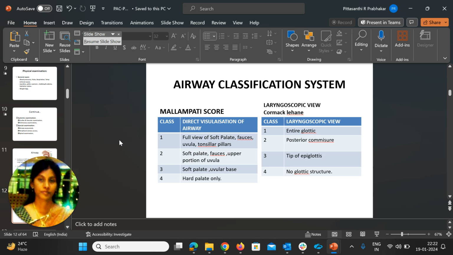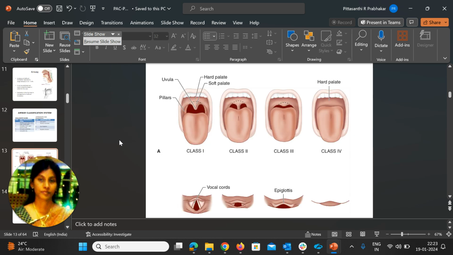In Mallampati grading, it is divided into four grades. In grade 1, full view of soft palate, fauces, uvula, and tonsillar pillars is visible. In grade 2, soft palate, fauces, and upper portion of uvula are visible. In grade 3, soft palate and uvular base, and in grade 4, only hard palate is visible. Coming to the Cormack-Lehane grading, in grade 1, the entire glottis is visible. In grade 2, only the posterior commissure. Grade 3, tip of the epiglottis, and in grade 4, no glottic structures are visible.